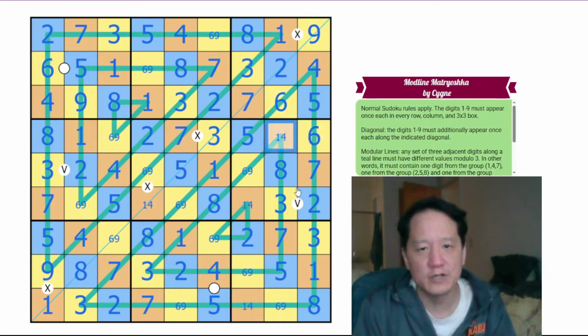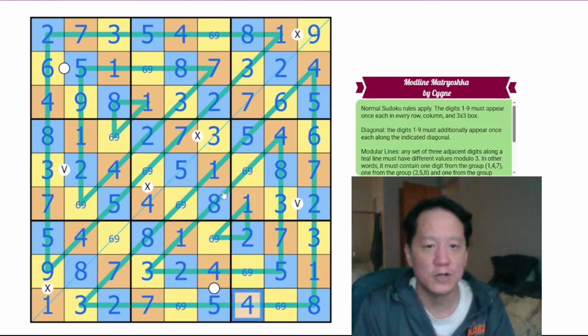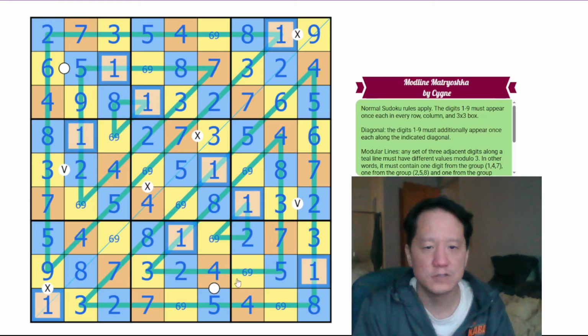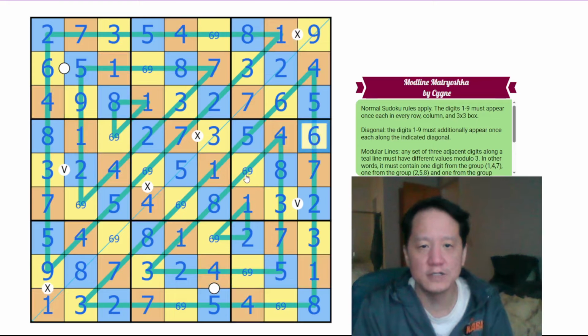1 eliminates 1 here, so it's 4. 6 eliminates 6 here. Let's continue with 1 and 4. 4 eliminates 4 here, 1, which makes this 4. Eliminates 1 here, so it's 4. And I think that's all the oranges. So now 6 and 9. 6 eliminates 6 here, so it's 9, which makes this 6.